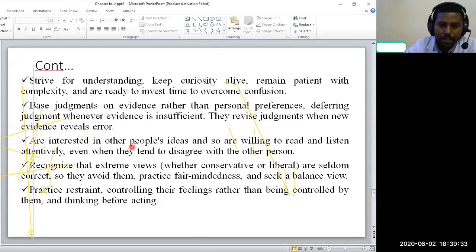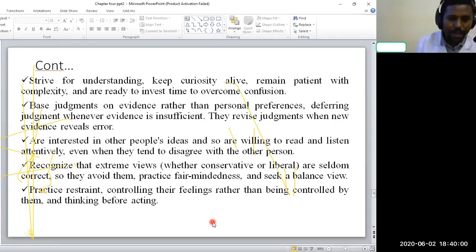Critical thinkers are interested in other people's ideas. They are very eager to listen to your voice and your ideas. So they are willing to read and listen to alternatives, even when they tend to disagree with the other person. Even within the disagreement, they want to listen to those disagreements.